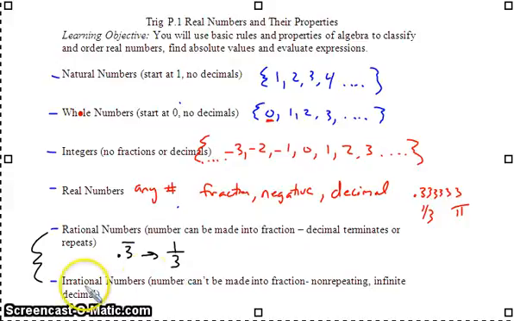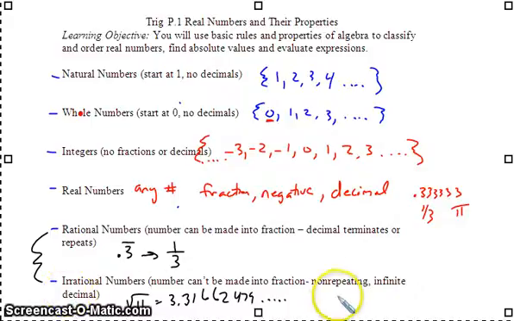If I want to talk about an irrational number, that is a number that cannot be made into a fraction. So for example, the square root of 11. If I take a look at the square root of 11, I'm not going to be able to change that into a fraction or a repeating, terminating decimal either, because the calculator is going to give me 3.31662479, and it keeps going on and on.